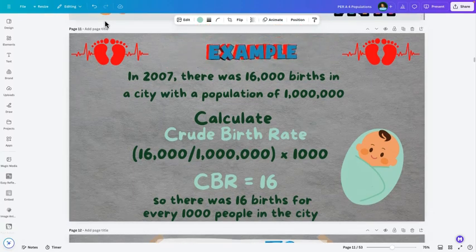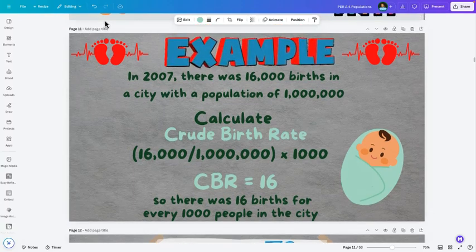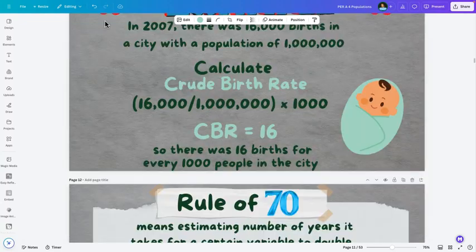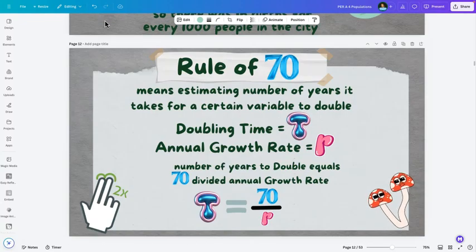Like this question, okay? No, that wasn't this question. What am I talking about? Yes. I'm not talking about doubling time. Redo. We're talking about crude birth rate, okay? Now we're going to talk about doubling time, which is calculated with the rule of 70.